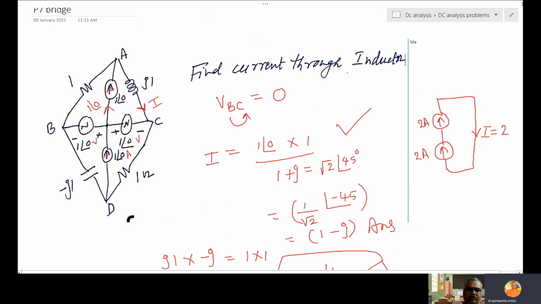So the best option is VBC 0. So it is a short circuit, and this current divides between 1 and j. Don't think that sir told you we use current division only with a single source. More than one source is there, how come you are using current division? I am using current division because VBC is 0. So the circuit is like B and C shorted. Imagine a single current source 1 angle 0 dividing between 1 and j1. Like that you have to think.